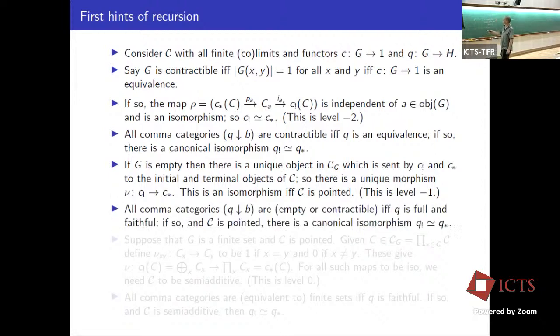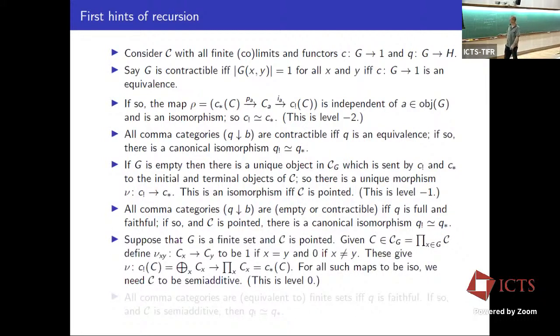Okay, and so this is what we get for this case where you just have G to 1. What about for an arbitrary Q like this? So we need to ask ourselves, when is it true that all the comma categories are either empty or contractible. And that's the case if and only if Q is a full and faithful embedding. So in the case of a full and faithful embedding and a pointed category C, we have this ambidexterity isomorphism, Q lower shriek is Q lower star. So ambidexterity works at level -2 for any category, at level -1 for pointed categories.